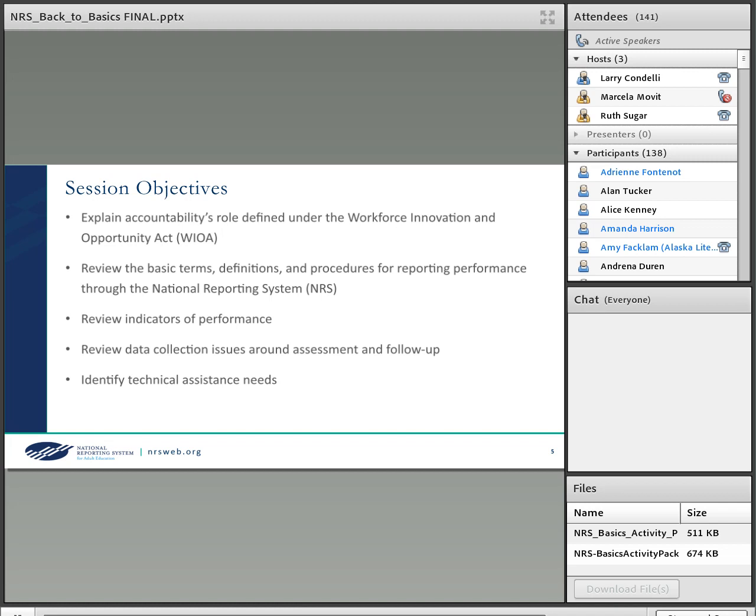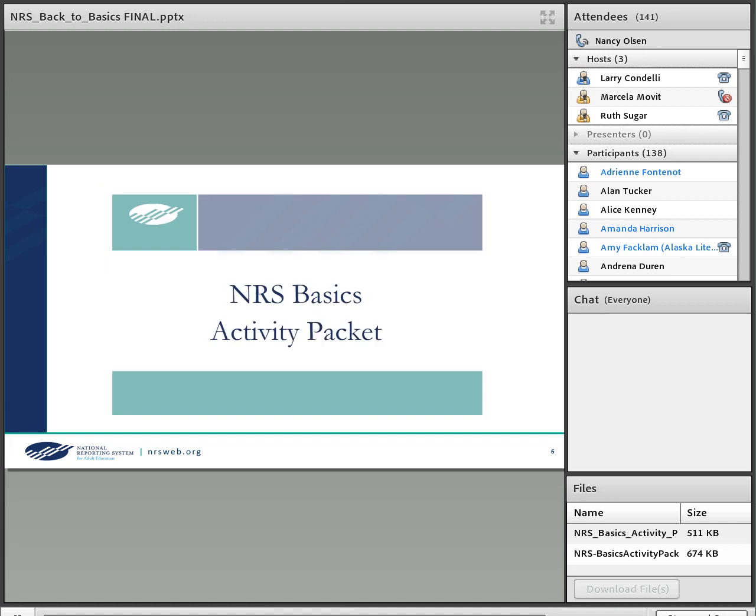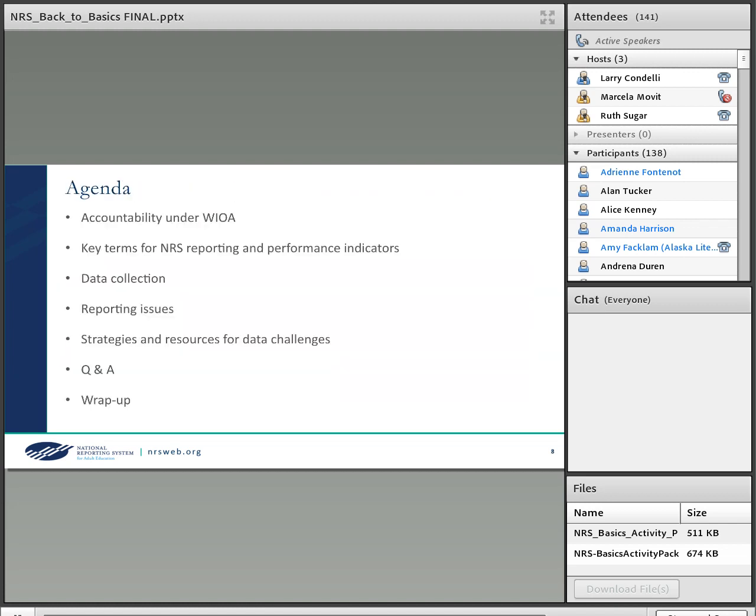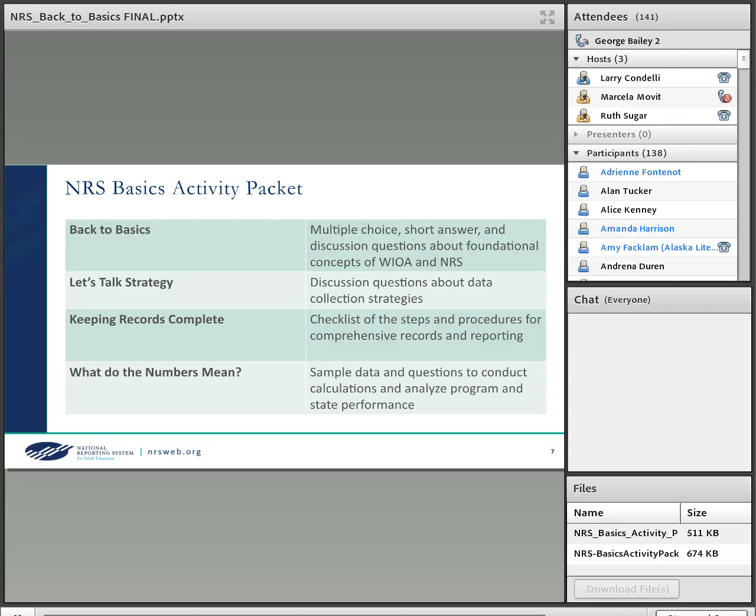In the next couple of slides, I'm going to describe the activity packet view. So this is just the first page of the packet. In the packet, there are 4 activities, and we'll be referring to them and showing you a couple sample questions from the activities. The purpose of the packet is to increase staff understanding of the key principles and requirements of WIOA and NRS reporting, and to explore the concepts and strategies for how to collect and record performance data successfully. So the idea is to use this packet with local program staff.